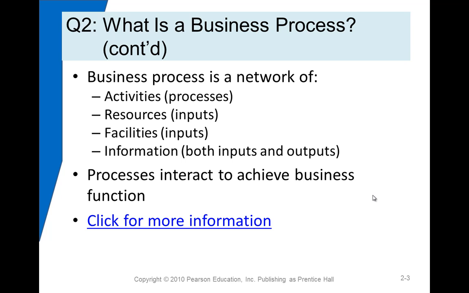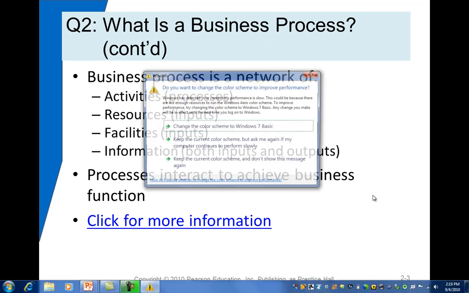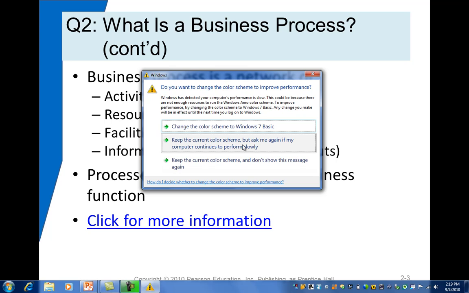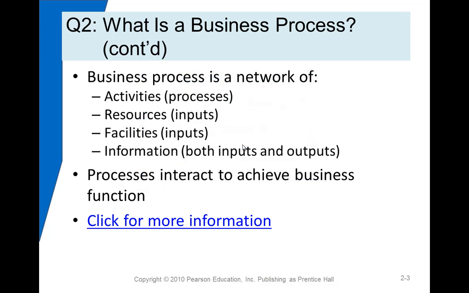When we look at a business process, it is really a network of activities or processes that occur. It has inputs, which could be resources, could be facilities, and it also has information. Information can come inbound, and then information can also go outbound and sometimes feed another business process. The entire design of this is to work together and create some kind of business function.